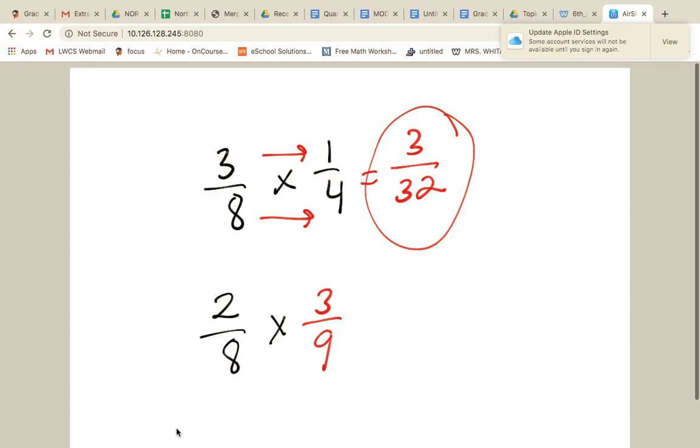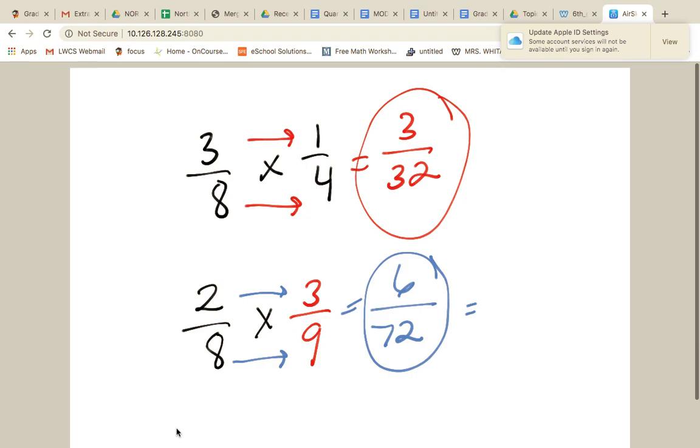Okay, at this point, hopefully you worked it out and you paused it. Let's see if you were correct and you had to multiply across. 2 times 3 is 6, and 8 times 9 is 72. Now, in this case, I can simplify 6 and 72, which I can divide both of these by 6, and it would equal 1/12. So that would be my simplified answer. So let's now say that we have a problem that looks like this.